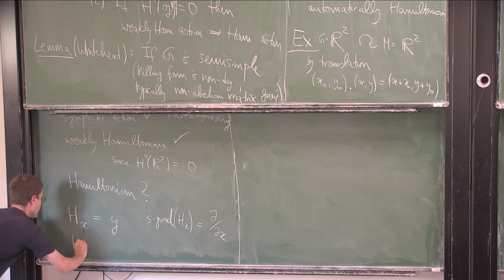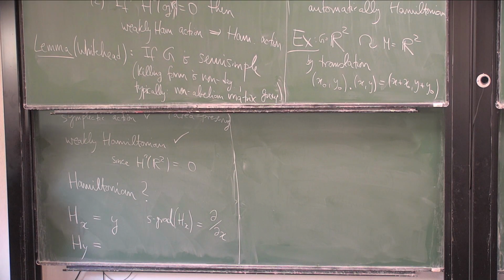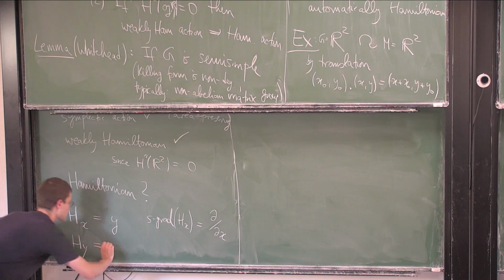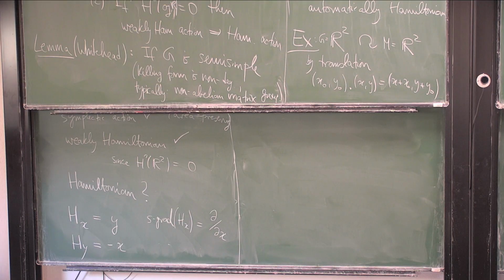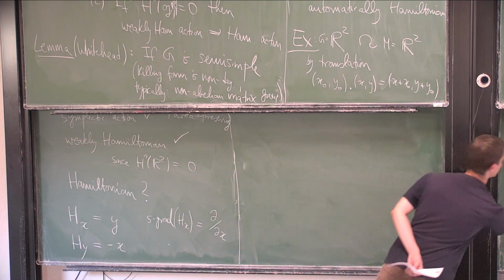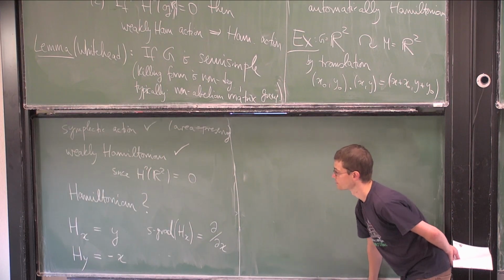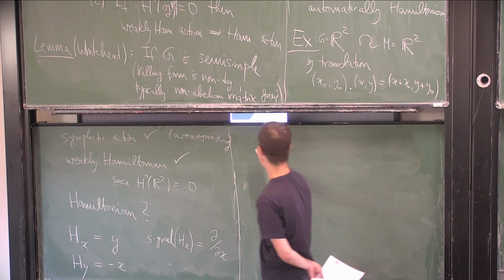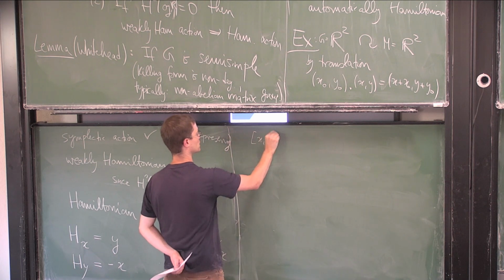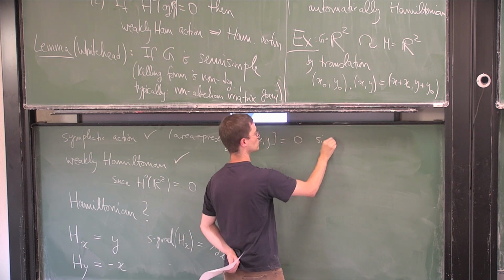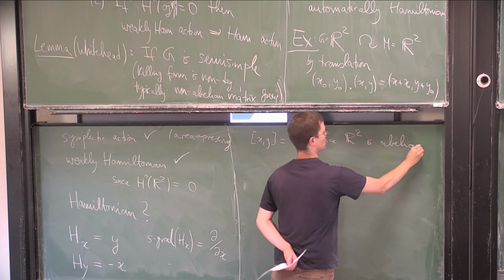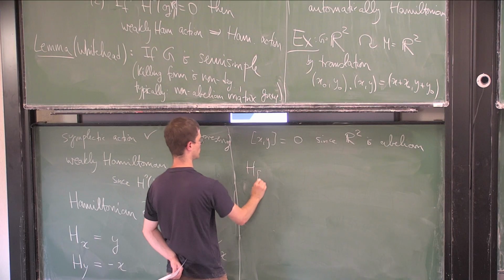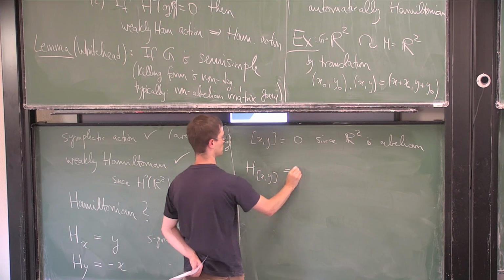What is the Hamiltonian of y? Minus x. Minus x, for some reason. Okay, so now we should check whether this relation holds. So what's the Lie bracket of x and y? Zero. The Lie bracket of x and y is 0, since R2 is abelian. So the Hamiltonian associated to this is 0.